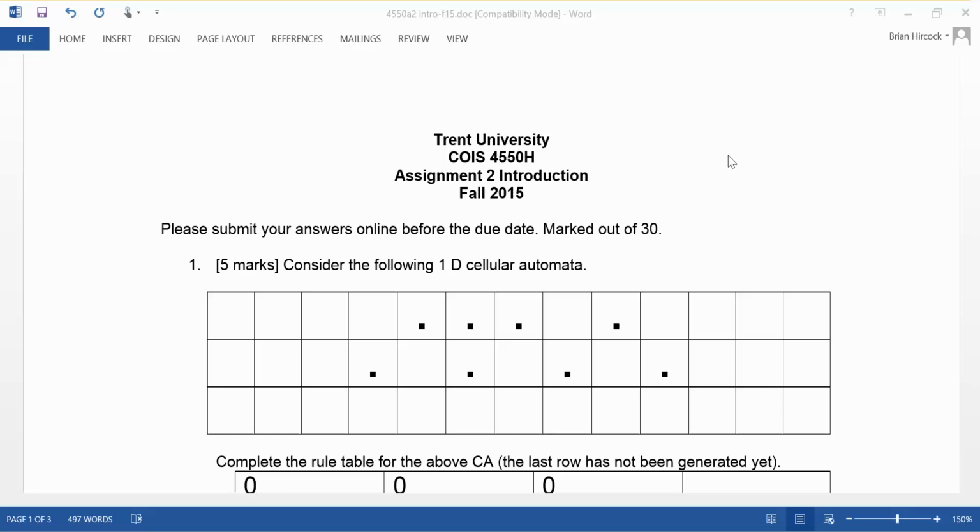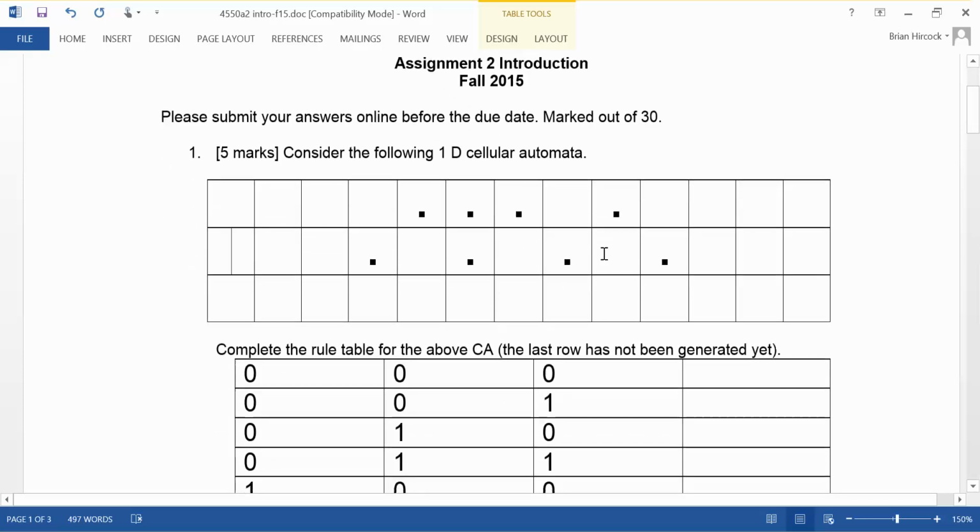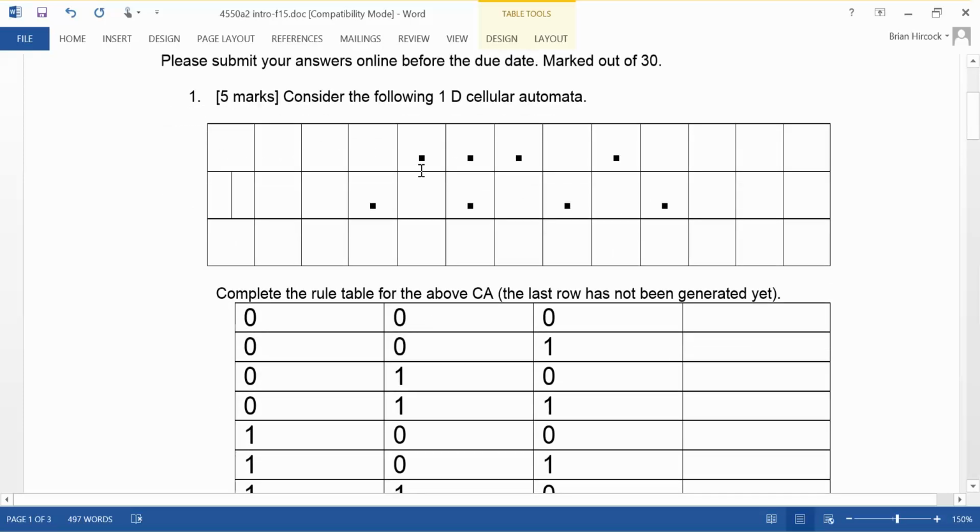So question number 1. This is a one-dimensional cellular automata. What we're looking at here, this row is the starting position, starting generation. This is the next generation, and this third generation hasn't been completed yet. So you're asked to come up with a rule set which turns this first row generation into this one.